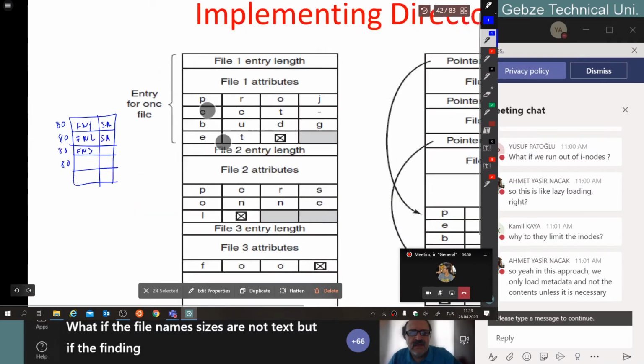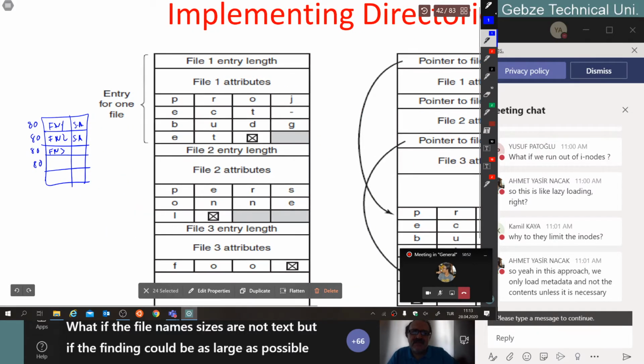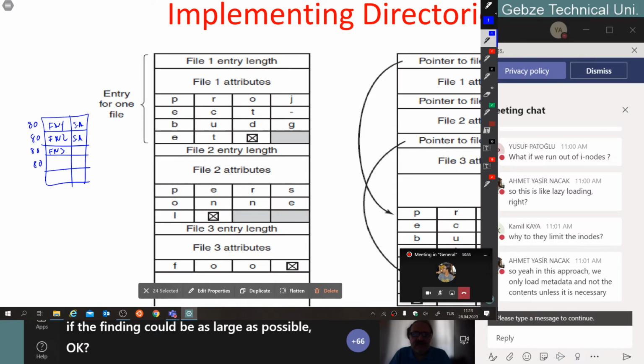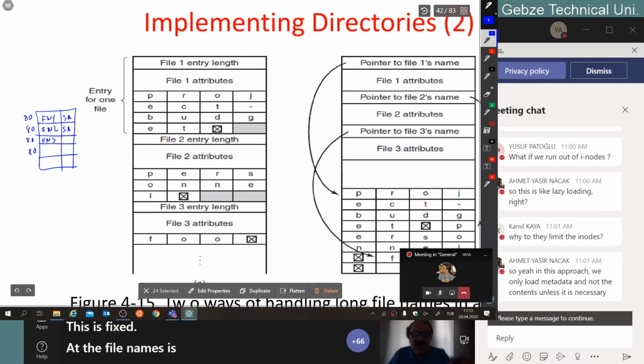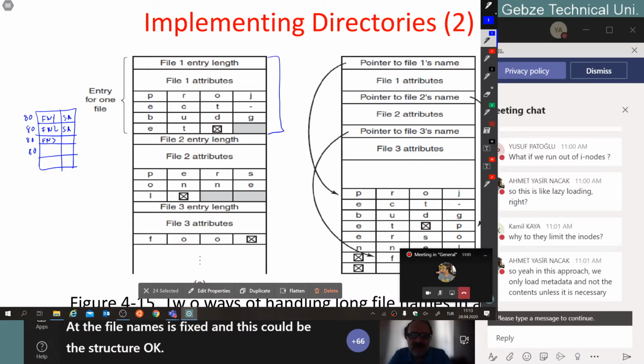If the file names are fixed, then this could be the structure. This is for file 1. This is for file 2 and file 3, etc.